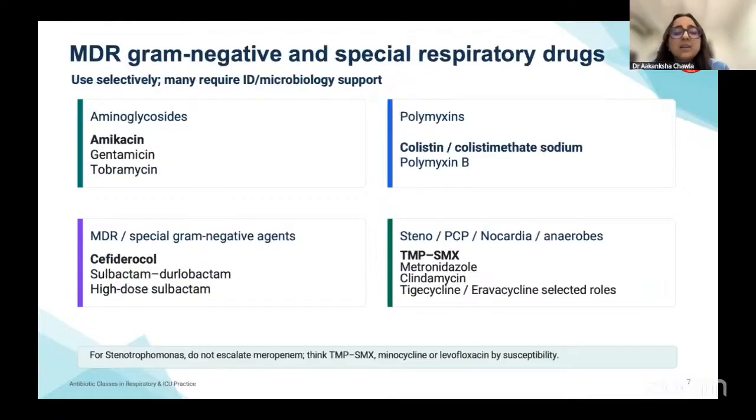Then amongst the MDR gram-negative cover, aminoglycosides, amikacin, these days very rarely used, majorly because of the nephrotoxicity profile. Tobramycin, still used in respiratory practice as a nebulized agent for Pseudomonas. Polymyxins, we have colistin and polymyxin B. So for MDR organisms like Acinetobacter, we have high-dose sulbactam, durlobactam, as well as cefiderocol. And for specific organisms like Stenotrophomonas, Pneumocystis jirovecii, Nocardia, anaerobes, we have trimethoprim-sulfamethoxazole, metronidazole, clindamycin, and tigecycline.